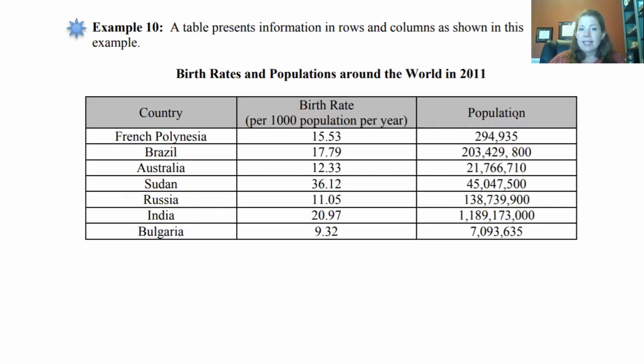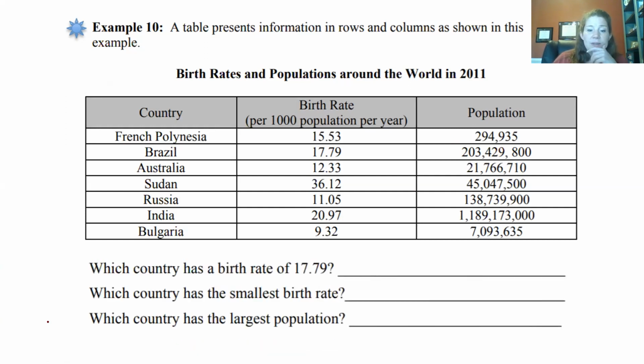All right, so let's look at this. We have different countries around the world and the birth rate per 1,000 population per year and the population of the country. So it says a table presents information in rows and columns as shown in this example. So we have birth rates and populations around the world. This is from 2011. So what do they want us to know? They want us to figure out which country had a birth rate of 17.79.